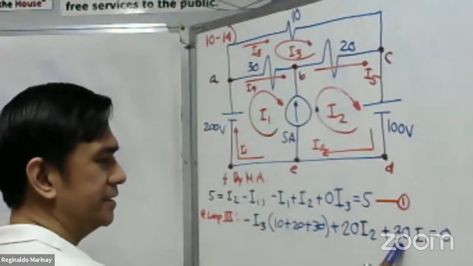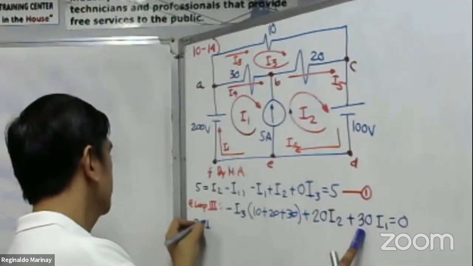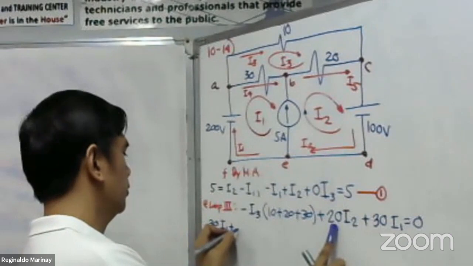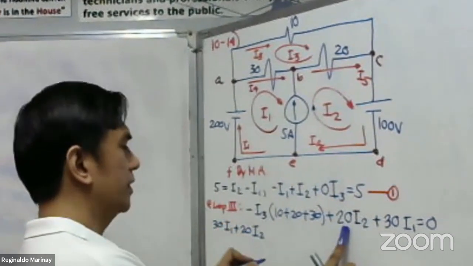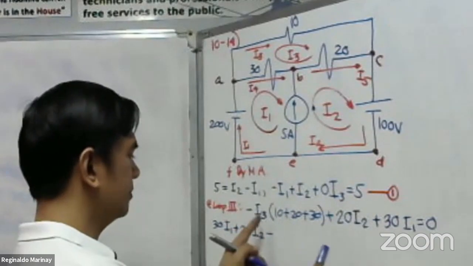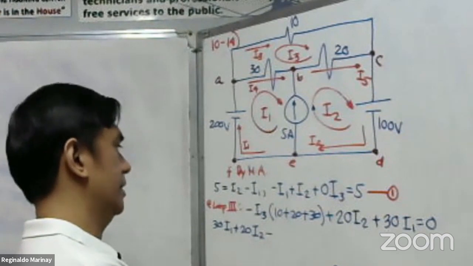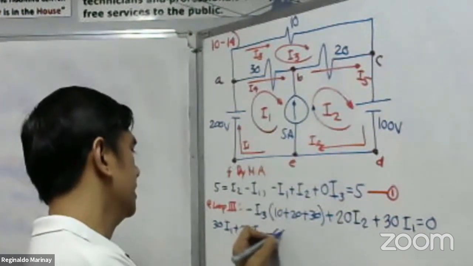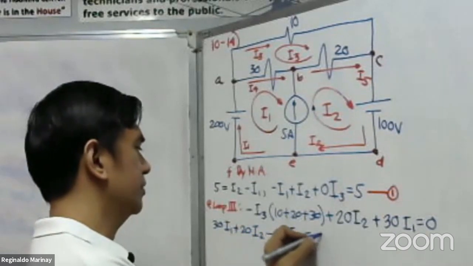Okay, let us simplify this. We have positive 30 I sub 1. For I2, plus 20 I sub 2. What about I3? Negative. So this is 30 plus 20, 50 plus 10, negative 60 I sub 3. That's equal to 0.